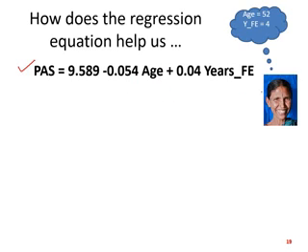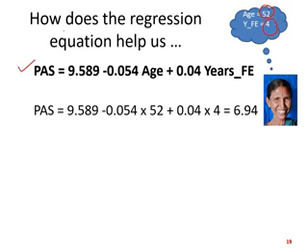What is the advantage? Suppose this lady, her age is 52 years. Her years of formal education is 4, means chauthi pass. She is only chauthi pass. So when we put it there, that is this into age and then this into years of formal education, we get 6.94. This is her political awareness score.